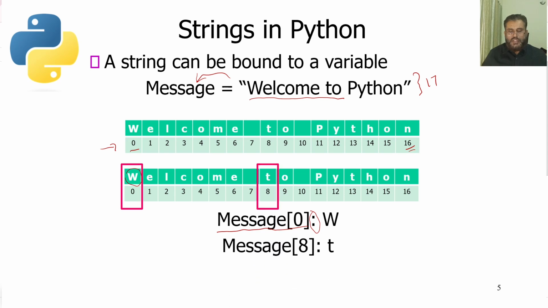Now let's say we have the index 8 given in the square brackets, the output in this case will be t, which is the element of the string or the character at the 8th index of the string. Likewise, if we mention the index 16, in this case the output will be the element stored at the index 16 of this string.